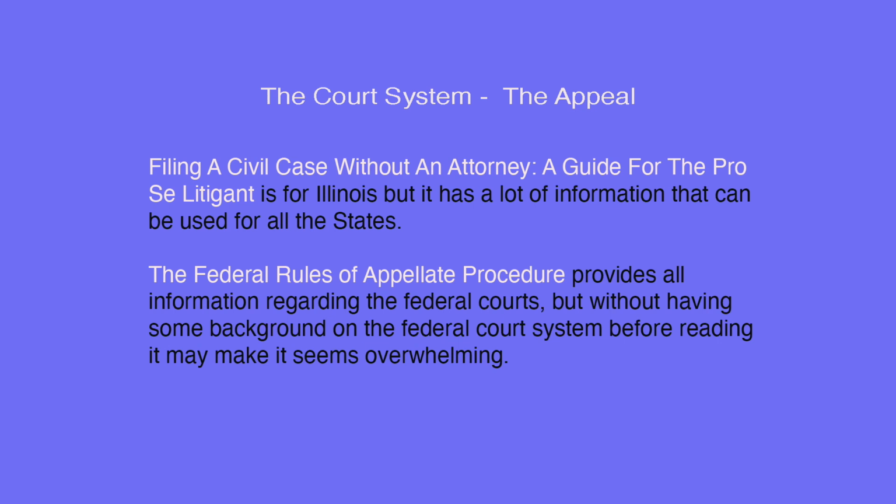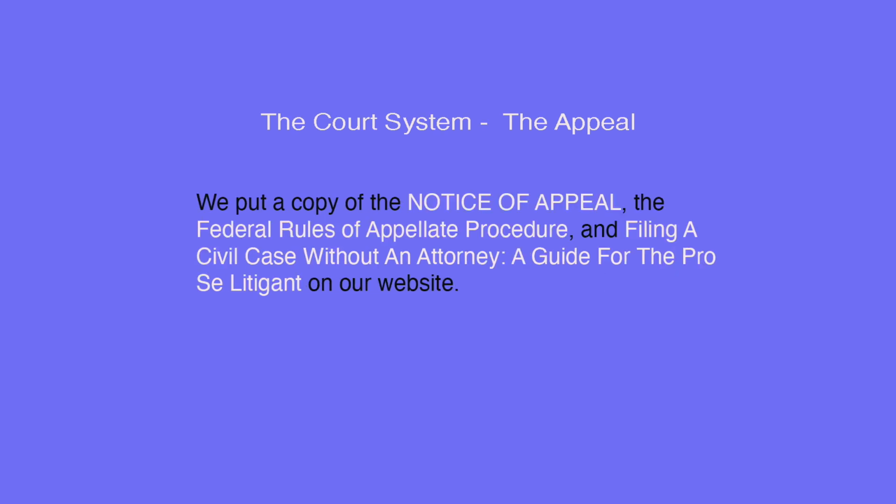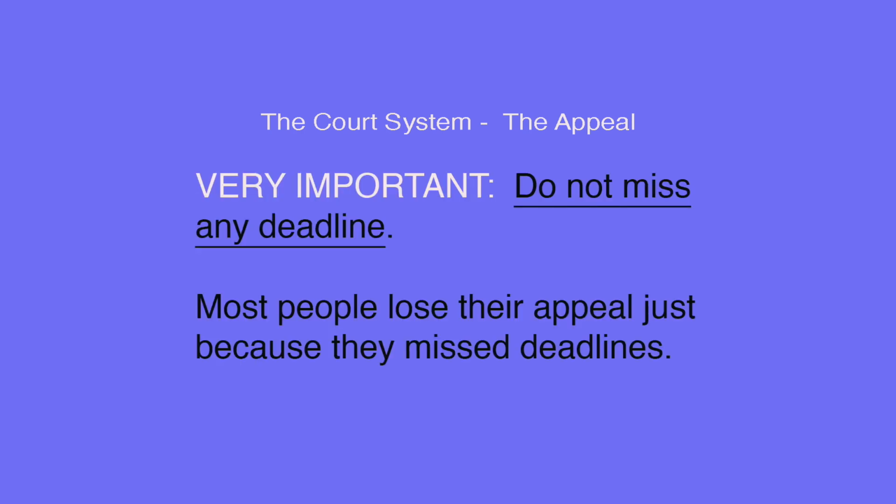The Federal Rules of Appellate Procedure provides all information regarding the federal courts, but without having some background on the federal court system before reading it may make it seem overwhelming. We put a copy of the Notice of Appeal, the Federal Rules of Appellate Procedure, and the Filing a Civil Case Without an Attorney, a guide for the pro se litigant, on our website. Very important, do not miss any deadlines. Most people lose their appeal just because they miss deadlines.